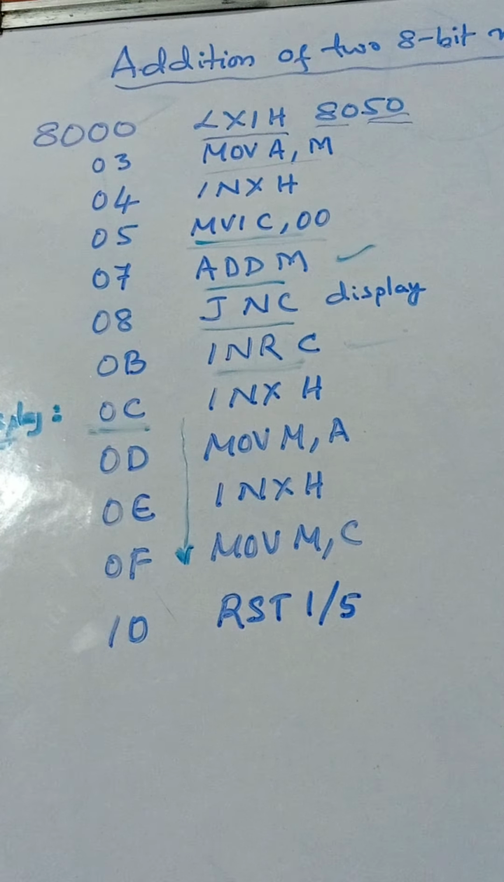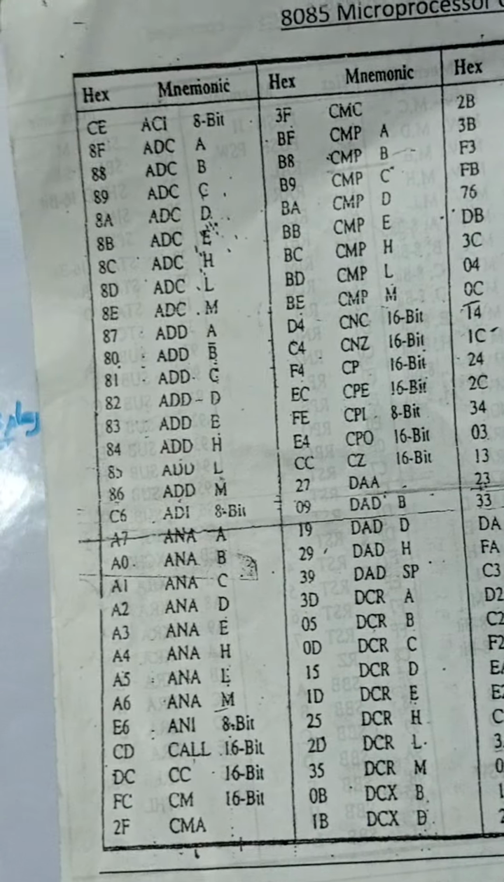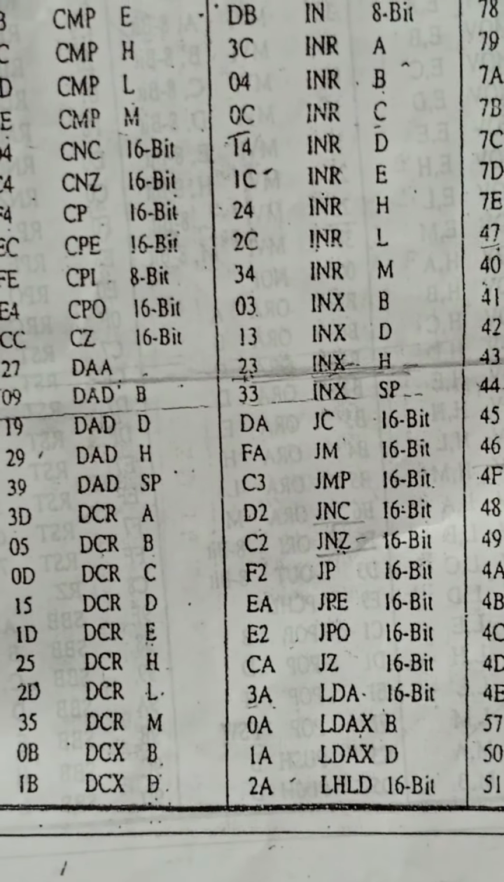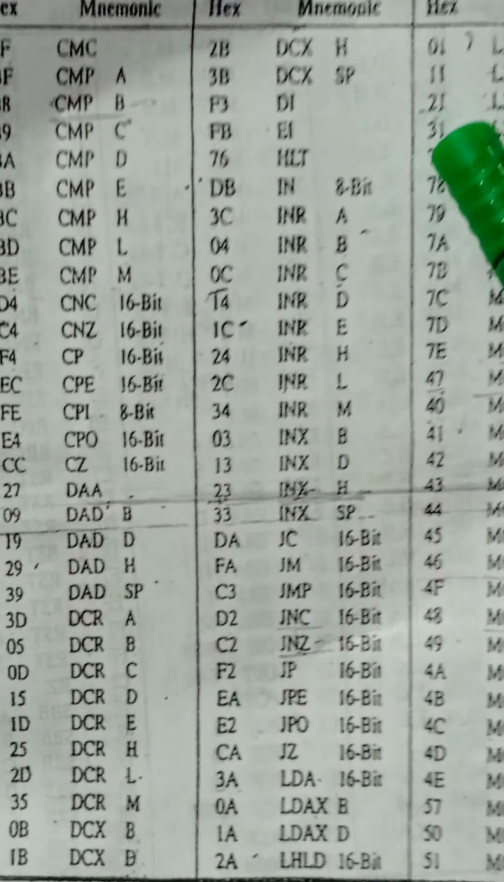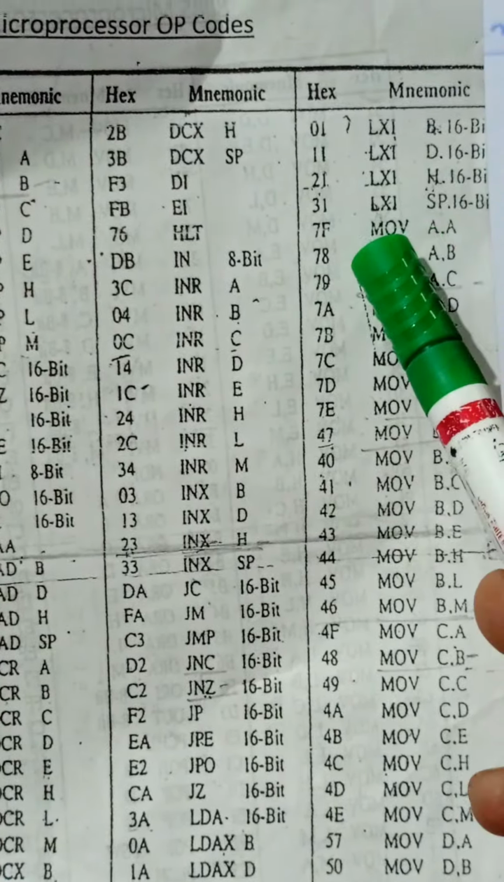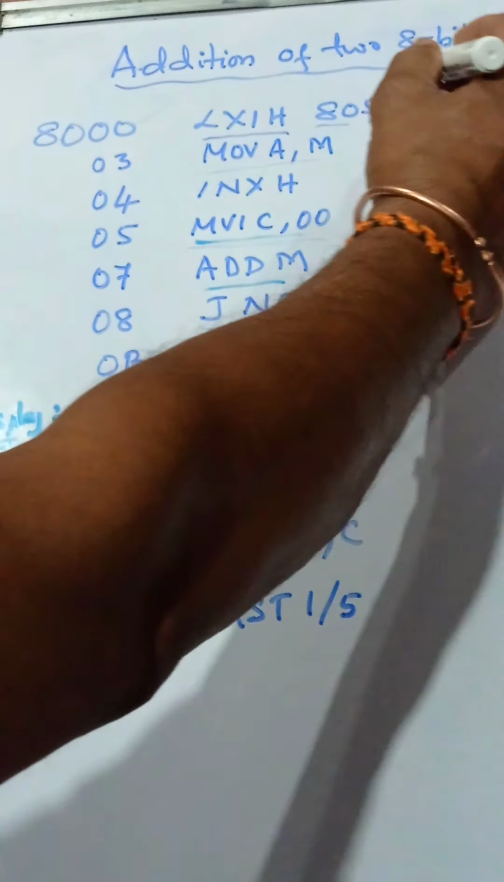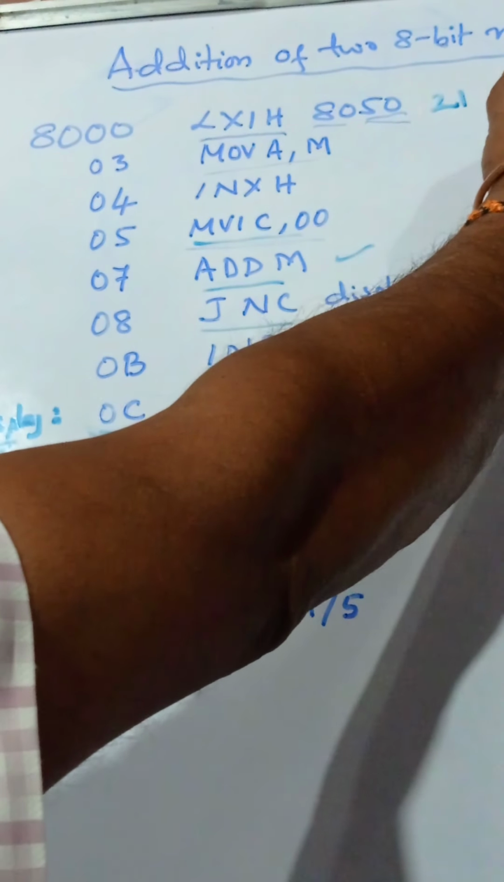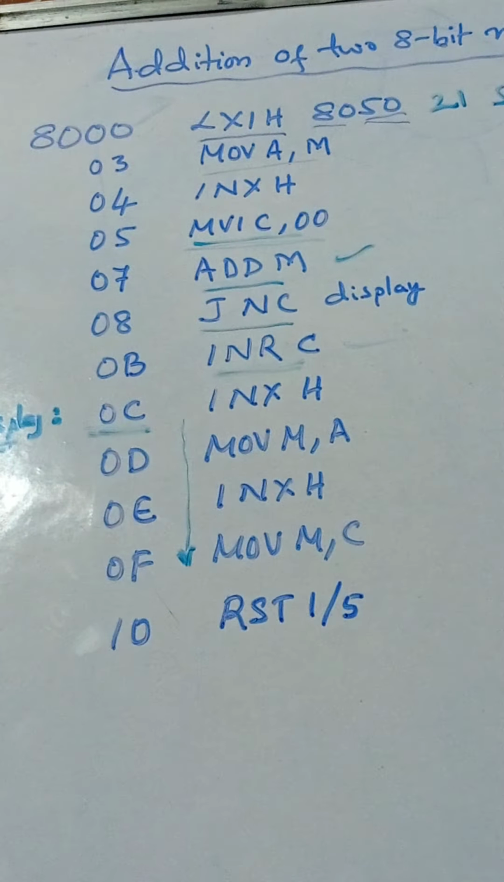Let us try to write the codes corresponding to the instructions. So when we look at the opcode sheet, LXI H, as you can see here, has the code 21. LXI H has the code 21. So corresponding to that, we will be entering the code 21. So this will be 215080.